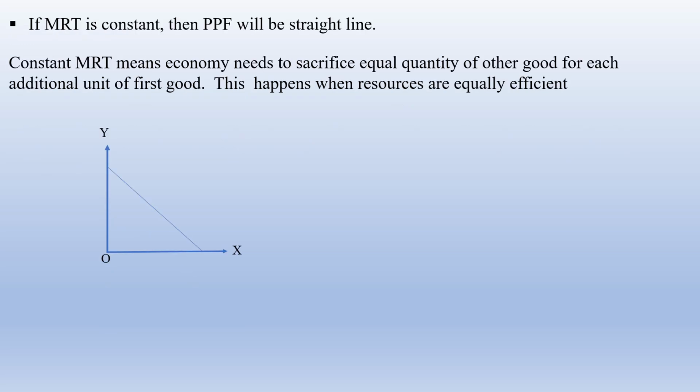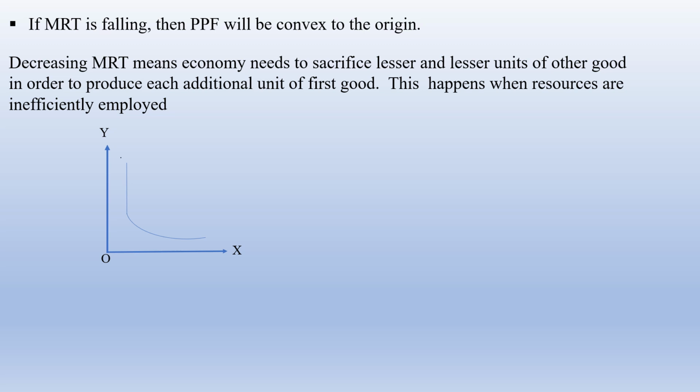Then if MRT is constant, the PPF will be a straight line. Constant MRT means the economy needs to sacrifice an equal quantity of the other good for each additional unit of the first good. This happens when resources are equally efficient. If MRT is falling, then PPF will be convex to the origin. Decreasing MRT means the economy needs to sacrifice fewer and fewer units of the other good in order to produce each additional unit of the first good. This happens when resources are inefficiently employed.